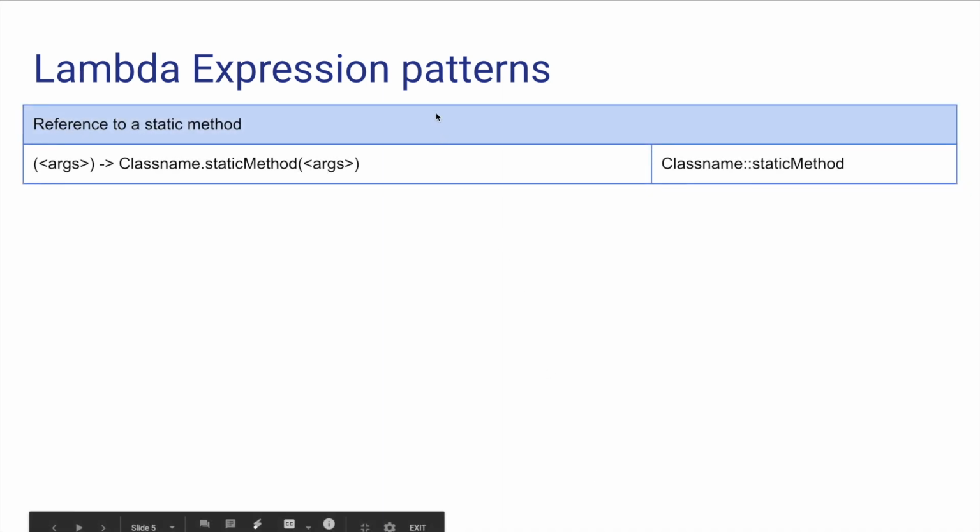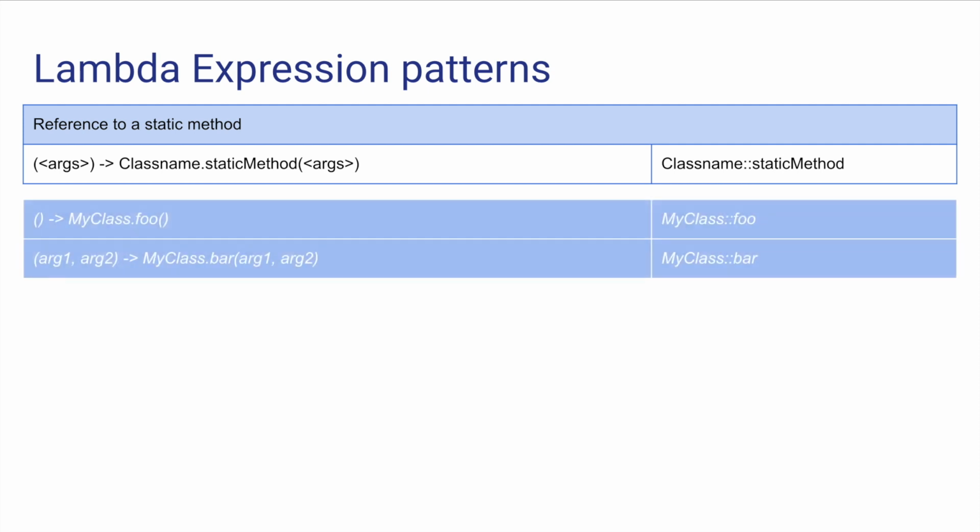Pattern number 1. Reference to a static method. So if my lambda expression's argument list is simply passed on to a static method of a class in the body, it can be replaced via ClassName::staticMethod. Let's look at some examples.